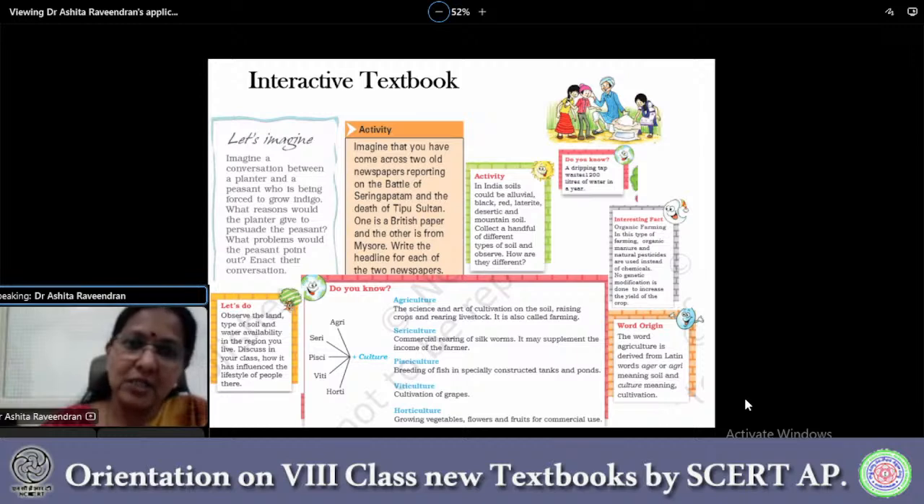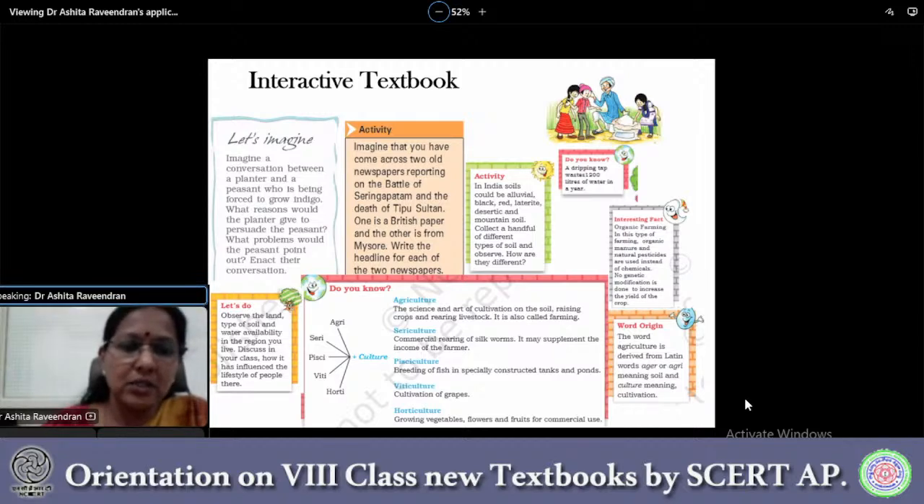So the child imagines the situation. The child understands from the textbook what the concepts are, and what problems were happening in the country with respect to indigo cultivation. That has already been given in the textbook. After reading that information, the child starts to imagine things.